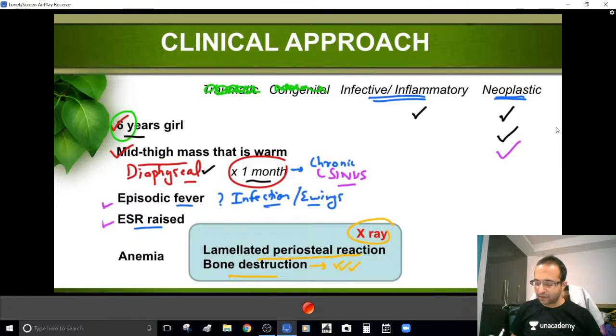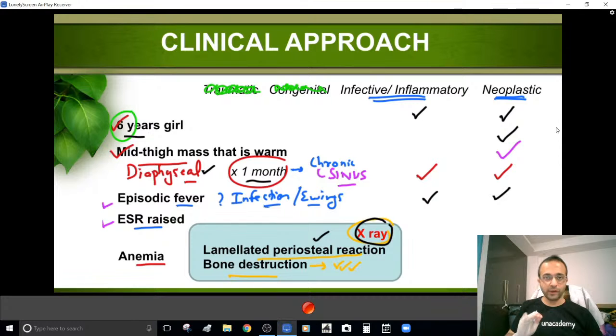Fever and raised ESR could be possible in both, so that points to both. Anemia is generally there in a chronic disorder and could be there in both. So point there to both. Now look at the X-ray. Periosteal reaction can be there in both scenarios, infection as well as a tumor.